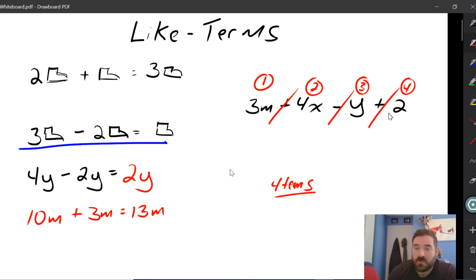These 4 terms are all unlike each other. None of them are like terms. In order for something to be a like term, it has to share the exact same variable with the exact same exponent.